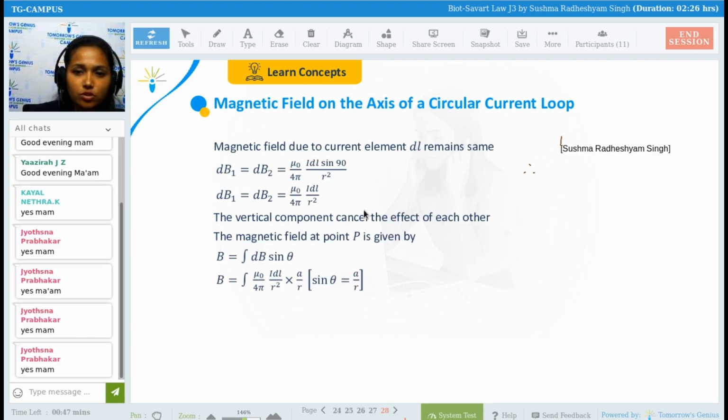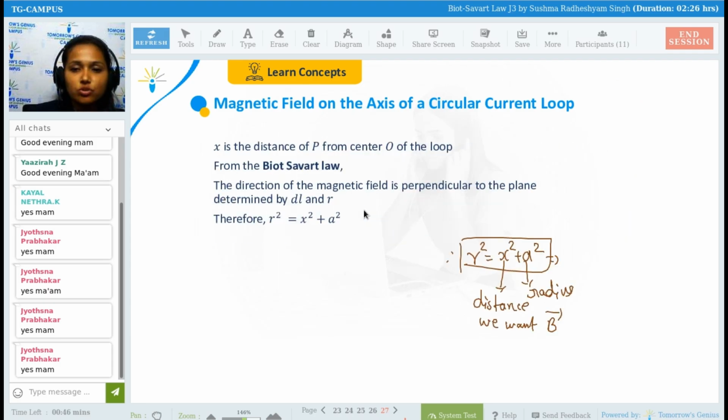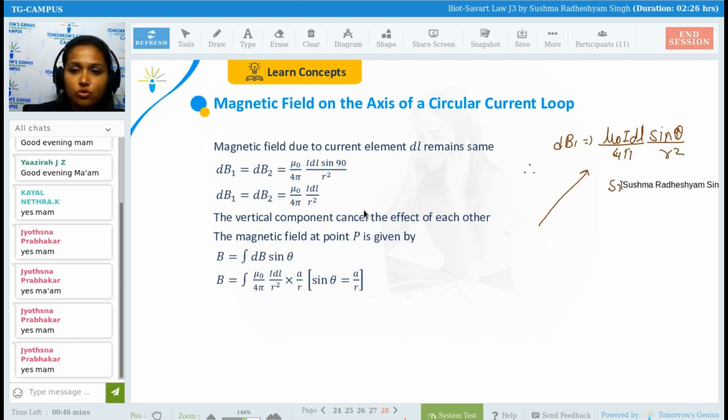Now, according to your Biot-Savart law, due to dB1, that means due to the first element, your magnetic field will be dB equals mu naught I dl upon 4 pi, sin theta over r square. Now, this is your perpendicular length. See, in this diagram, this is your perpendicular at this point. So if this is perpendicular, it is sin 90. And what is sin 90? Sin 90, my dear student, is 1. So we get dB is equal to mu naught I dl upon 4 pi r square.